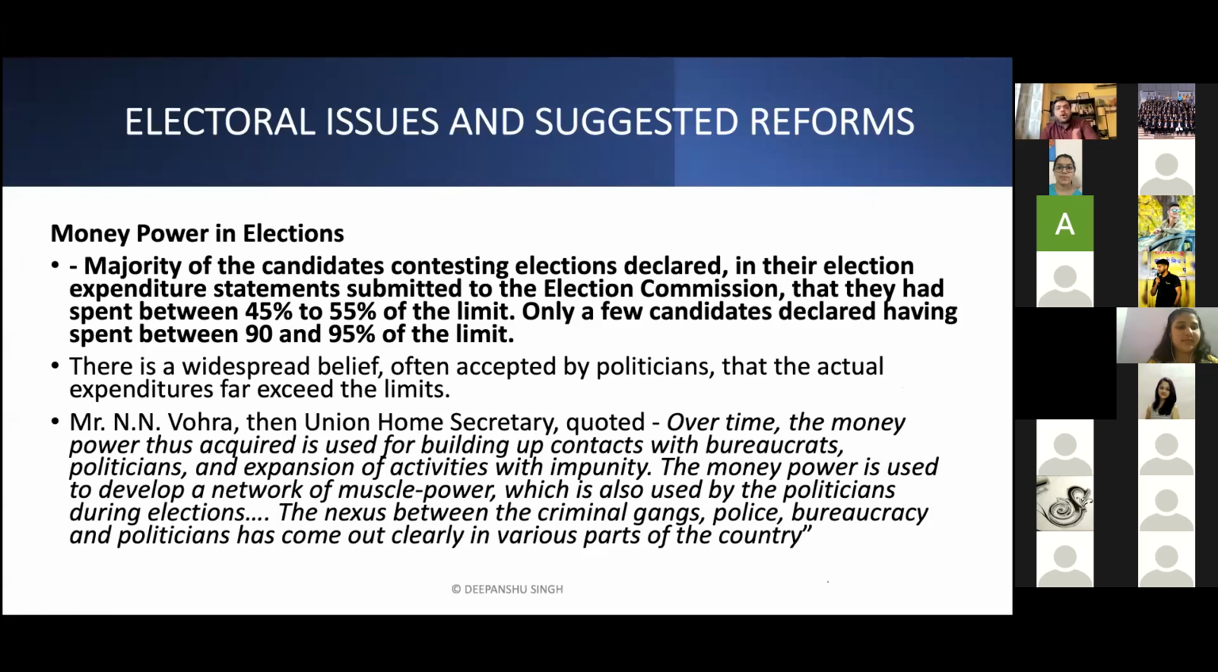But the problem is not the observing of the election expenditure that is incurred at that time. The problem starts way before, when you're talking about the campaigning and canvassing period, right up to the issuing of the present electoral bond. So the problem is very deeply entrenched. It is not something which can be weeded out or cured in just one day, or just by passing an amendment to the RPA. So the majority of the candidates who are contesting elections declared in their election expenditure to the EC that they had spent between 45 to 55% of the limit, and only a few candidates declared that they have spent 90 to 95% of the limit.